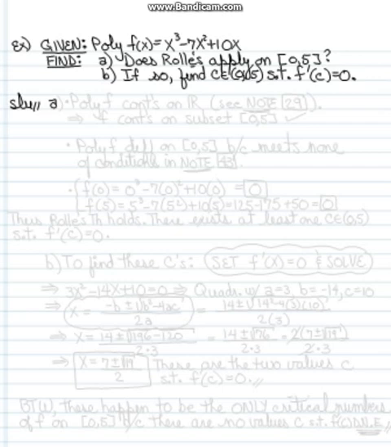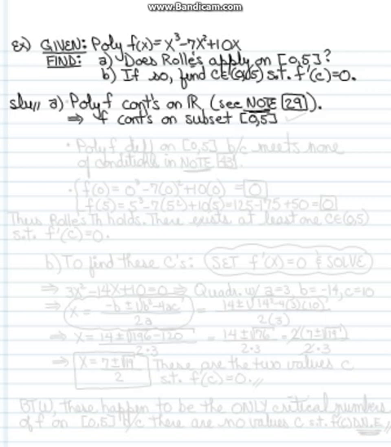Okay, so we'll begin by seeing if the three criteria from note 71 are fulfilled. Then we can apply Rolle's theorem. First of all, polynomial f, you know it's going to be continuous on all real numbers. That comes from note 29. That implies that our function f will be continuous on any subset, in this case the closed interval from 0 to 5. That's taken care of.